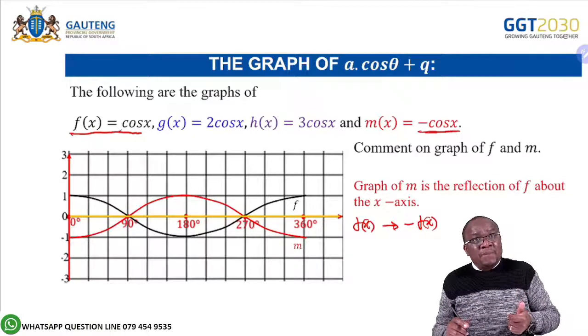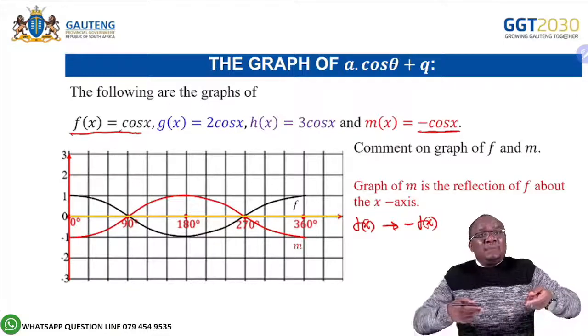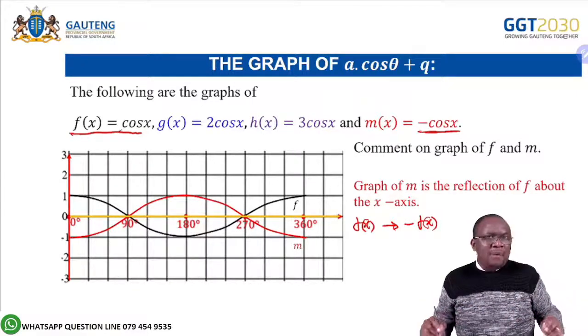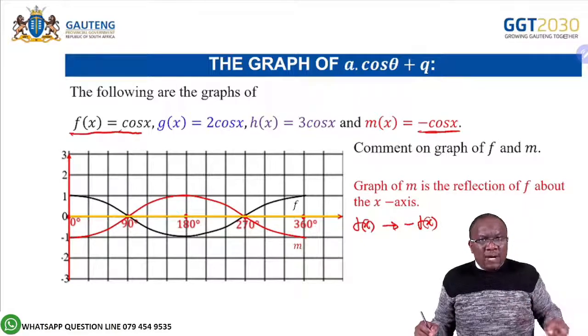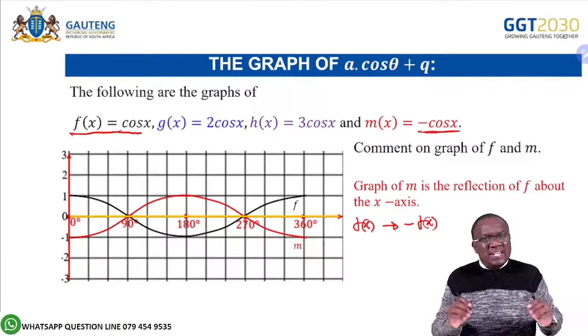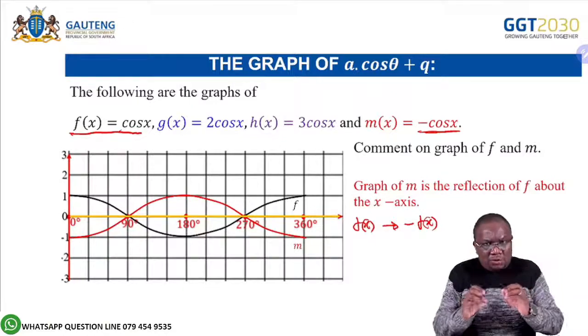Another effect of A: if A changes from being positive to negative, it becomes a reflection about the x-axis. Let me give you 1 minute to write your short notes. Don't write everything on the slides. That's just short notes for 1 minute.